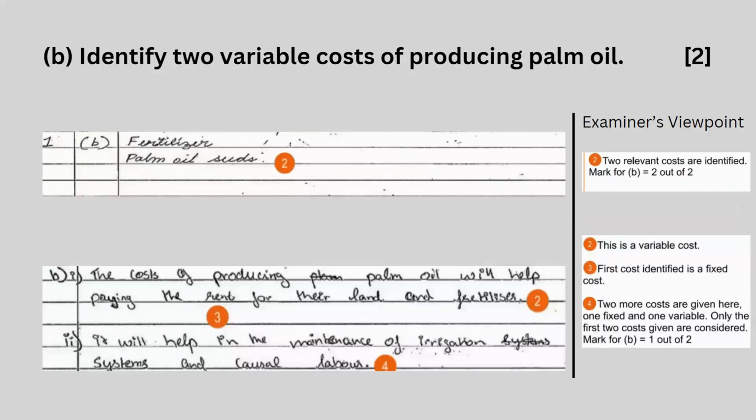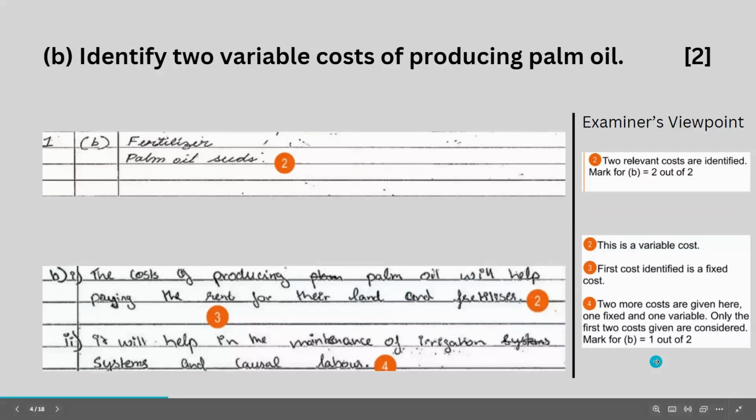Next is to identify two variable costs of producing palm oil. The first student has given 2 correct points because it was an identify question, and they got 2 out of 2. But for the second student, the first point examined here has been a variable cost, but here they have mentioned a fixed cost. The question asked us to give two variable costs, so because of that, they have just got 1 out of 2.